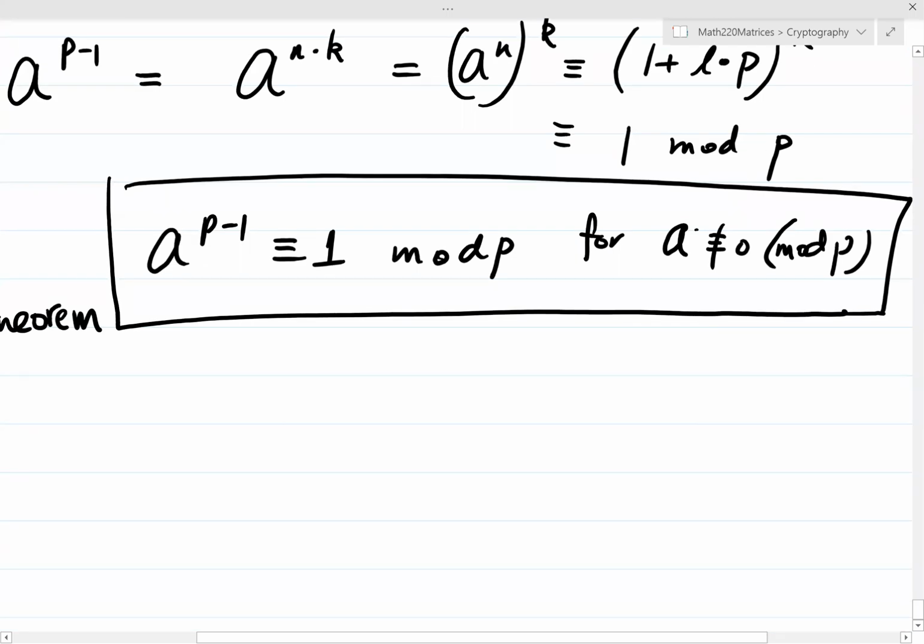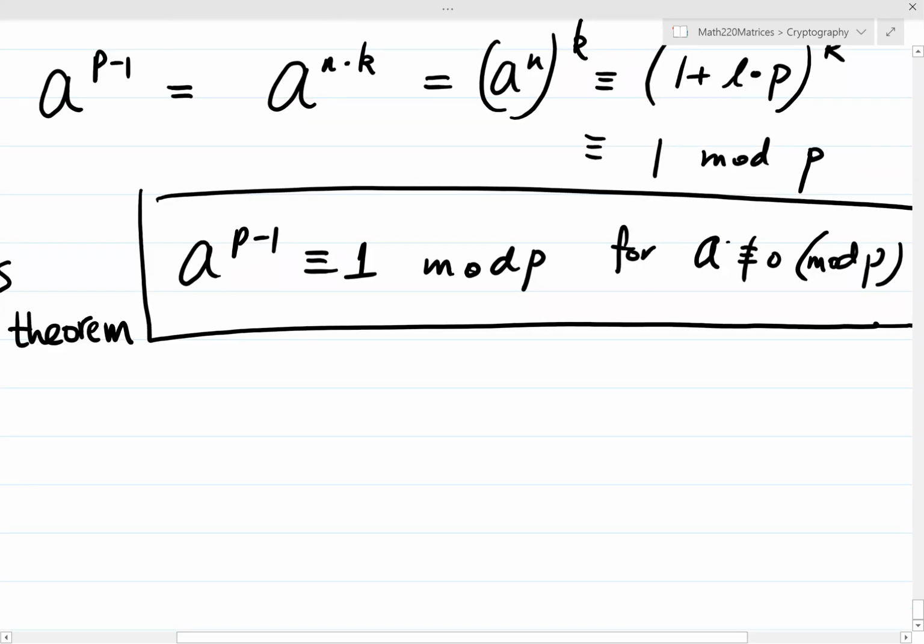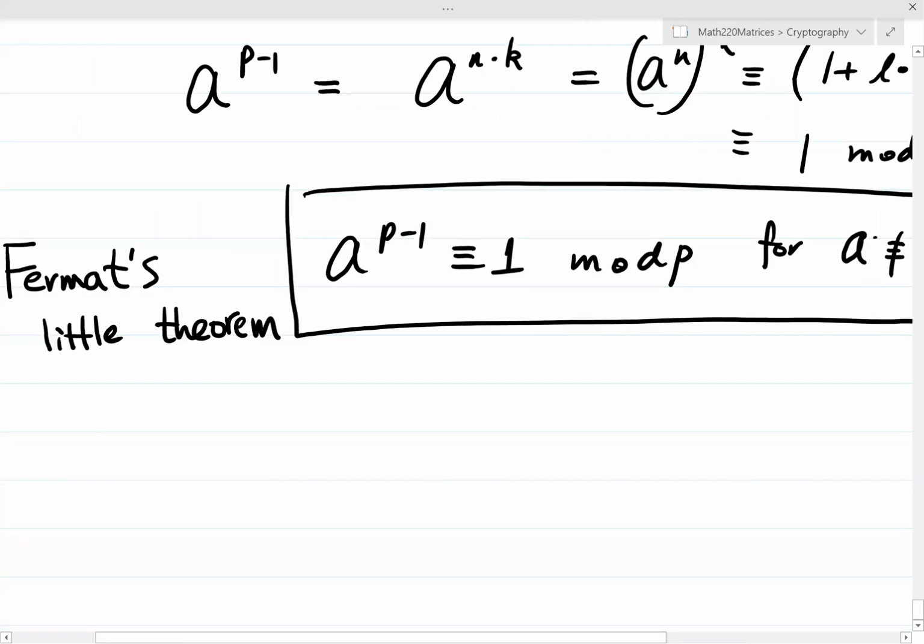And actually, Fermat's Little theorem is really useful. We often use Fermat's Little theorem to determine if a number is prime or not. So choose a number A coprime with number P, then do this modulo arithmetic and check A to the power P minus 1 and see if it's congruent to 1 or not, mod P.